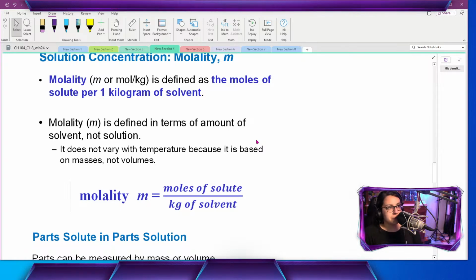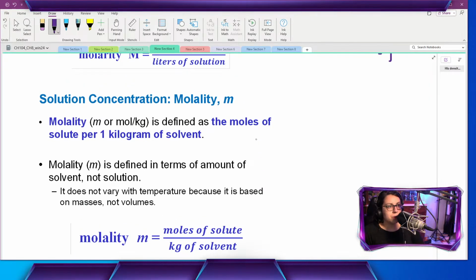And then molality, we mentioned, is defined as moles per kilogram. And so sometimes this is used in situations where you might want a greater accuracy. And so this is kind of the key. So it says that molality does not vary with temperature, since it's based on masses and not volumes. And so the volume does fluctuate a little bit with temperature, again, probably negligibly. But if you're trying to be really, really precise, you might want to pick molality.